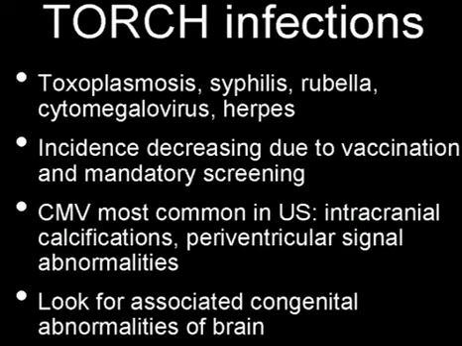Going to the other end of infections, we have TORCH infections. The incidence of these is decreasing due to vaccination and due to mandatory screening of neonates and pregnant women. In the U.S., the most common TORCH neonatal infection is going to be CMV infection, and what we're going to see is intracranial calcifications and periventricular signal abnormalities. The thing to remember with TORCH infection is that, just like any other neonatal insult to the developing brain, you can have associated congenital abnormalities, and so that's one thing to look for extra in these patients.